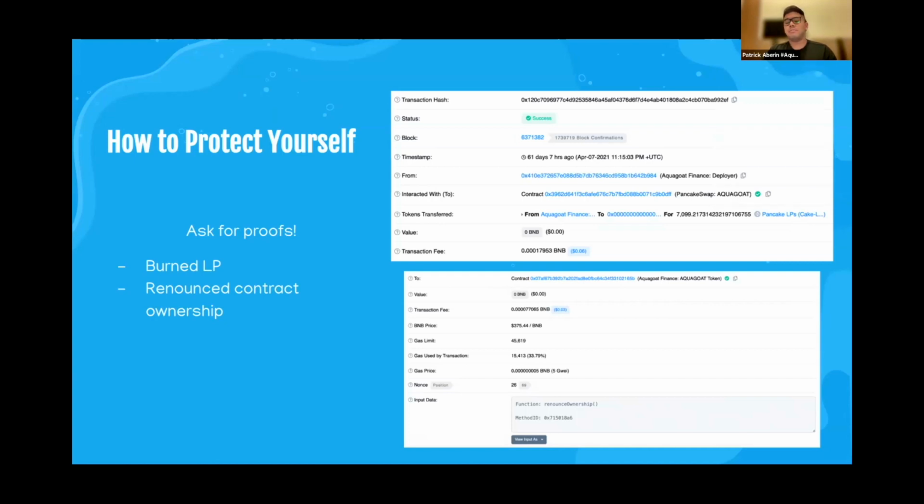And the bottom proof is essentially a proof showing that the contract for us was renounced. So we cannot do any changes. We can't mint any new tokens, nothing of the sort. So AquaGoat is pretty safe. And if you're entering into a project, feel free to ask the developers or the team for those proofs, just to make sure that you can invest safely.